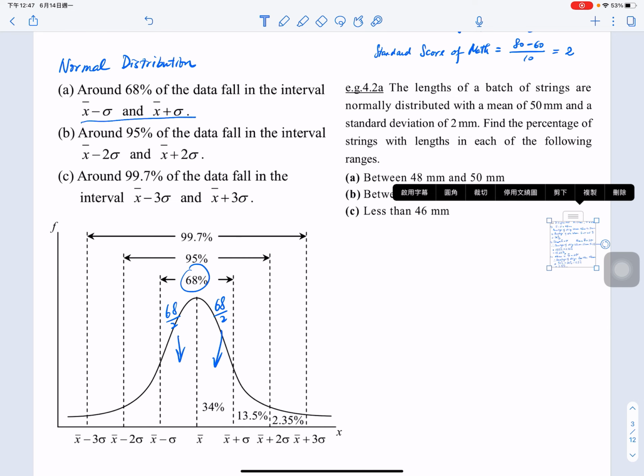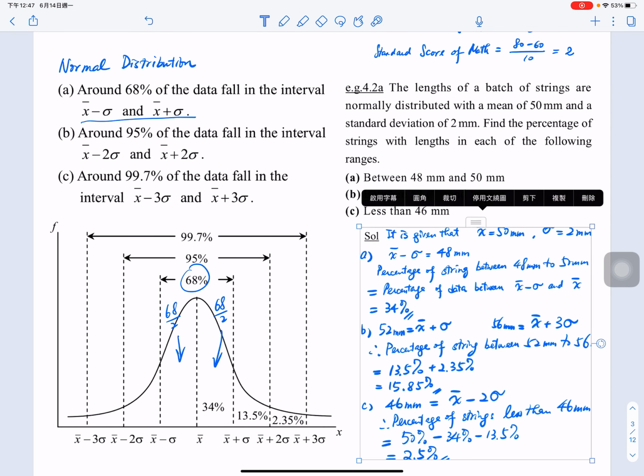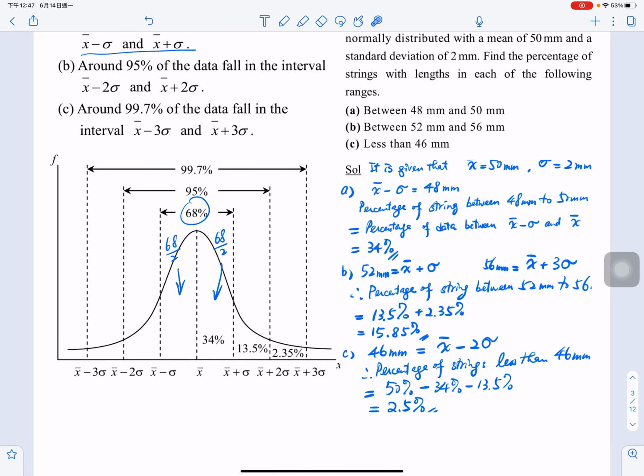So this one, let's enlarge it. Now here, given that the mean is 50 millimeters and the standard deviation is 2 millimeters, within lower than the mean by 1 standard deviation, then it is 48. So from 48 to 50 is about 34%, like this. That means this range. How about the second one, 52 to 56?